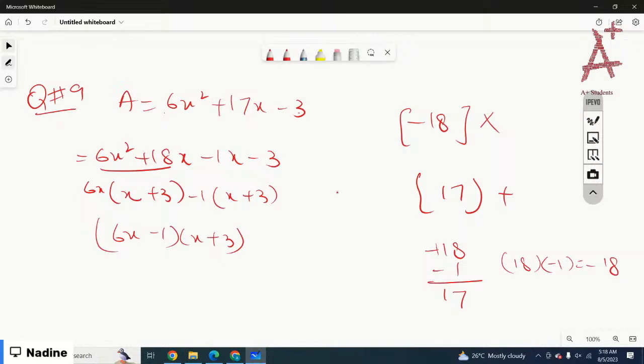So that means the area of the rectangle would be length times width, right? So the length is 6x minus 1 and the width is x plus 3.